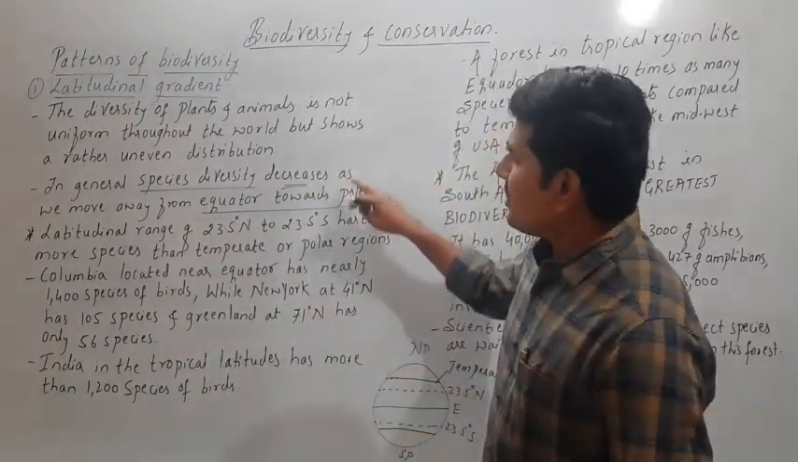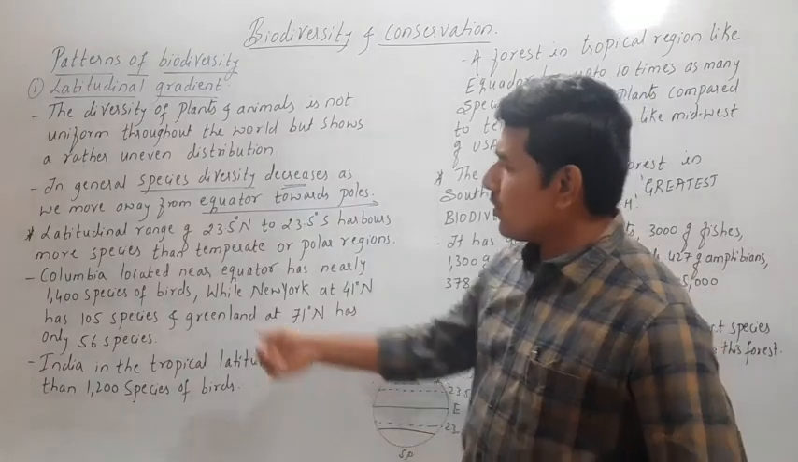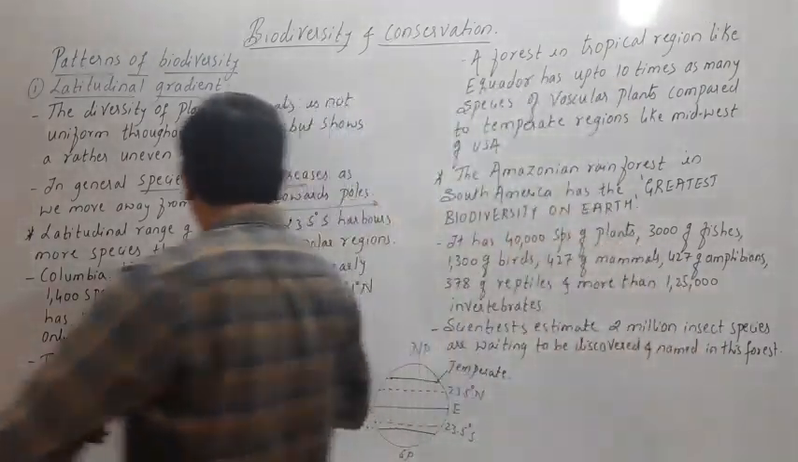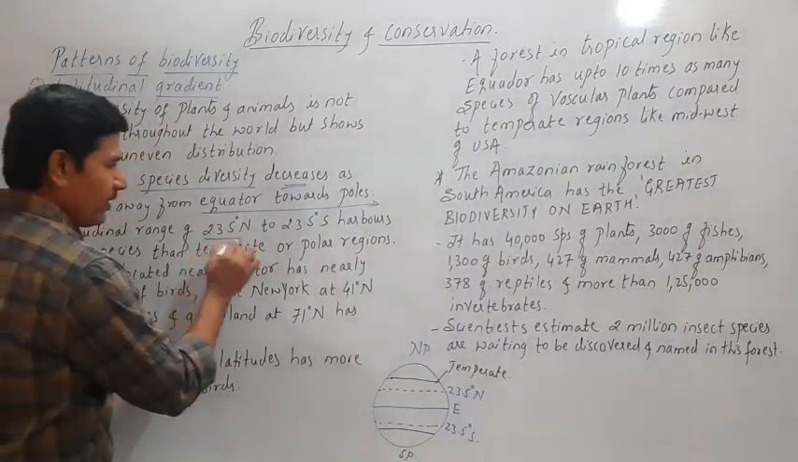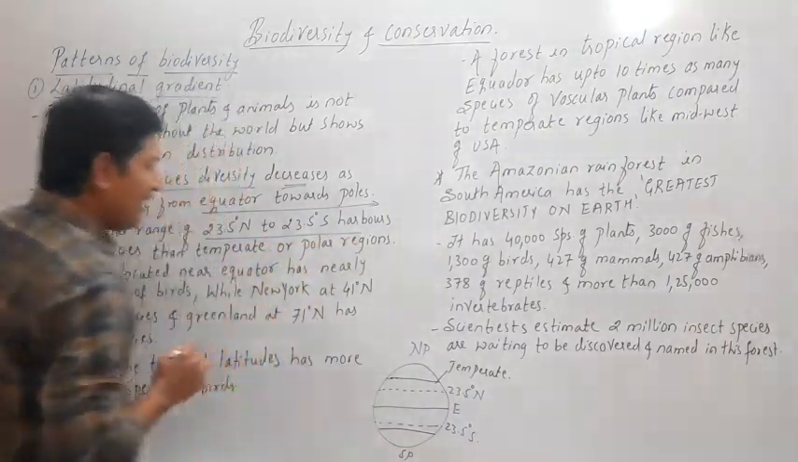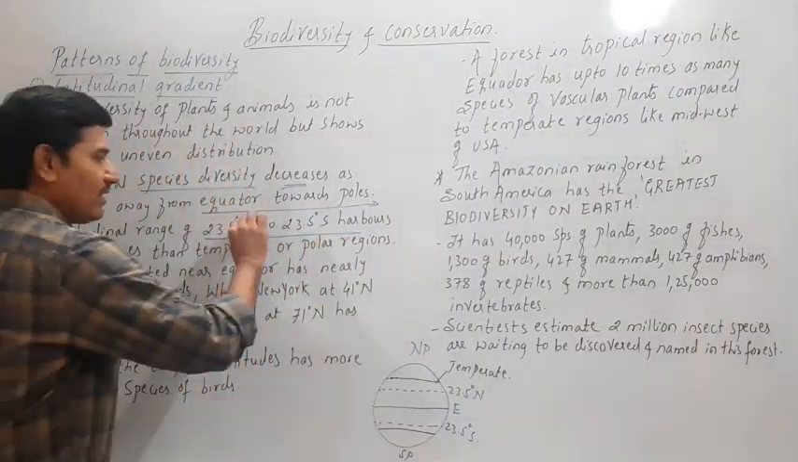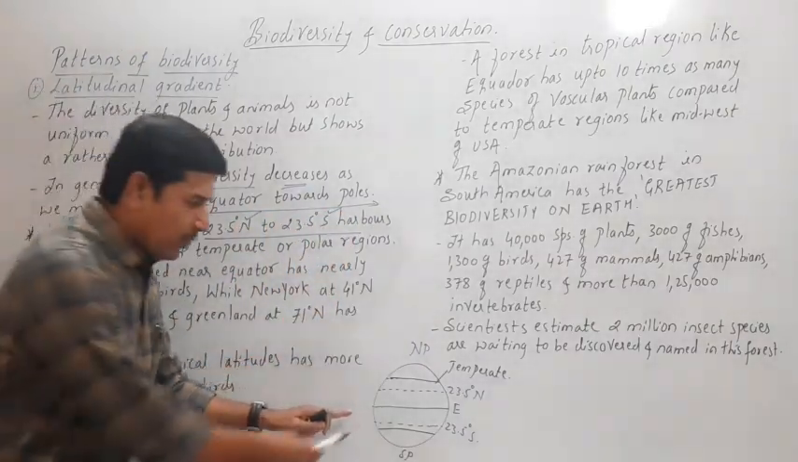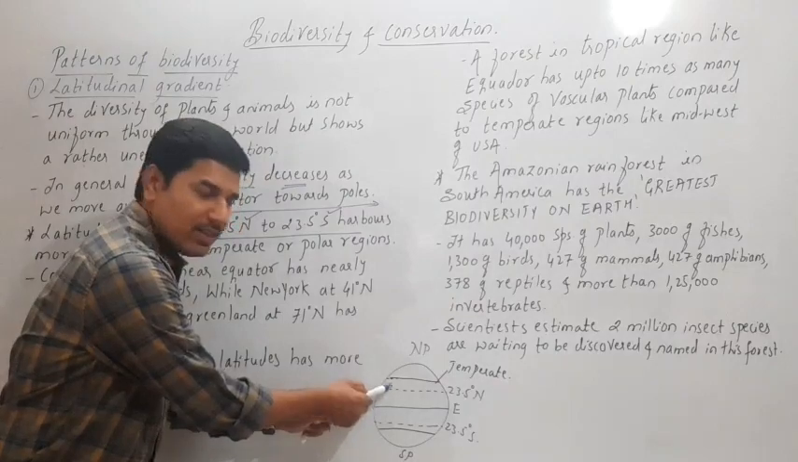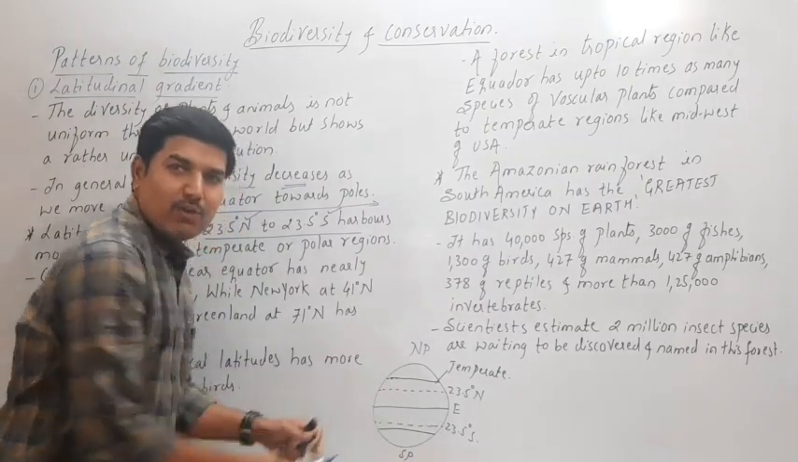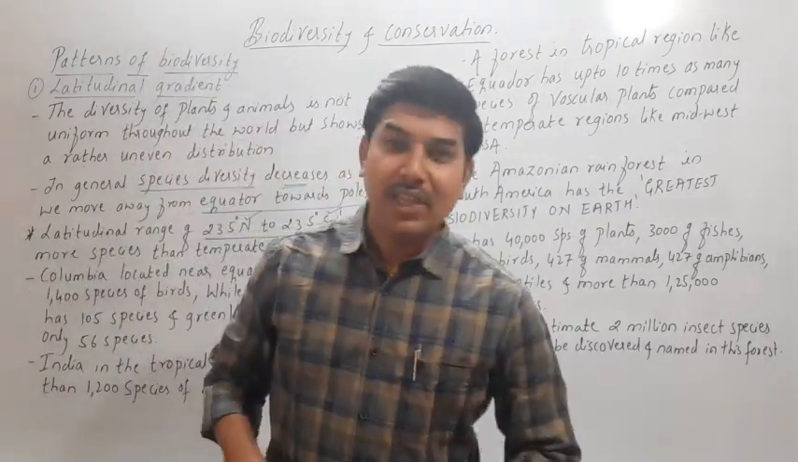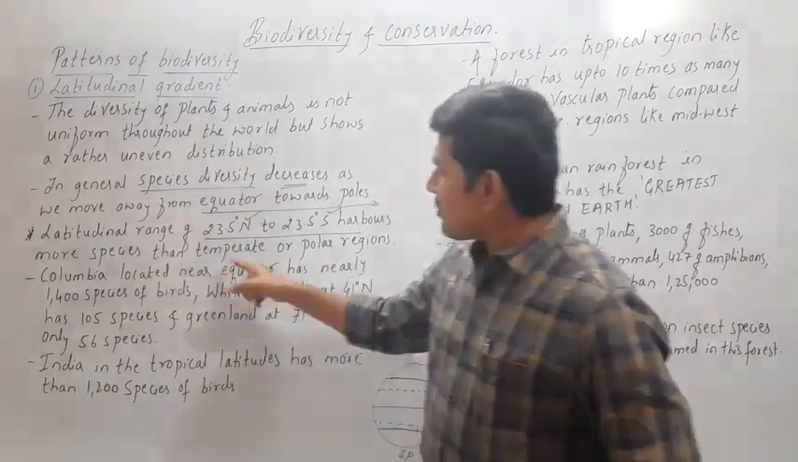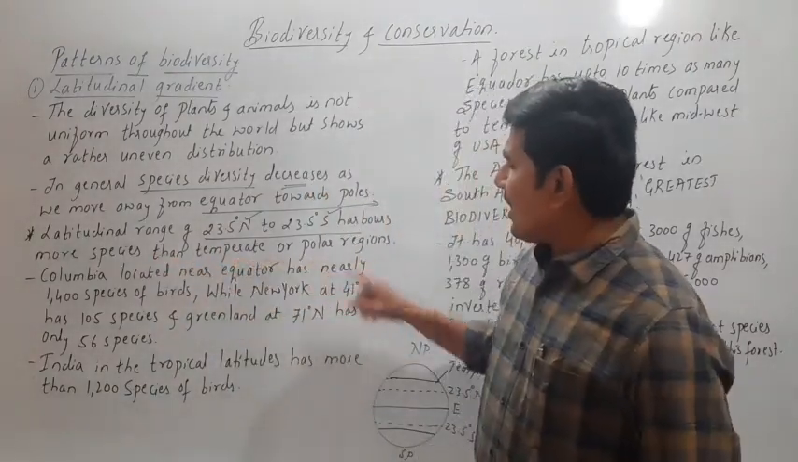Okay, so this is regarding the point. Now let's go to the next point. Latitudinal range of 23.5 degree north to 23.5 degree south. So this is the north, this is the south, as I have shown here. 23.5 degree north and 23.5 degree south. It harbors a lot of species, so more species than temperate or polar regions.